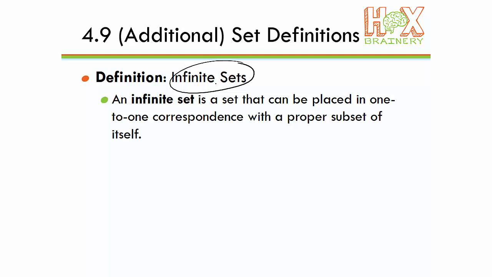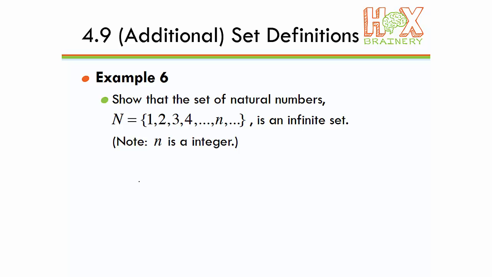Definition for infinite sets. Earlier in this chapter, we talked about finite sets, and at that time, I just mentioned that an infinite set would be a set that's not finite. So this is a better definition. An infinite set is a set that can be placed in one-to-one correspondence with a proper subset of itself. So example 6, show that the following set of natural numbers, this is your set of natural numbers here, is an infinite set. n here just represents some integer, like an element later on that's not listed.